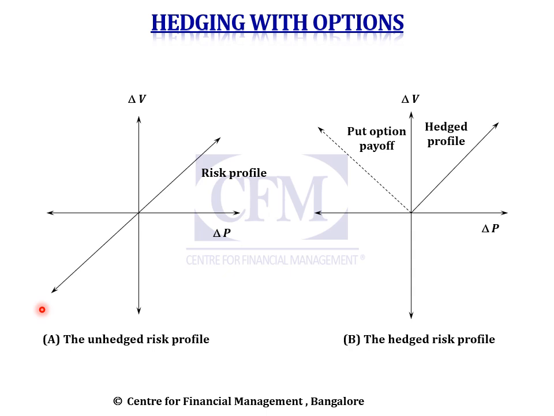Suppose the unhedged risk profile of a firm is like this. To hedge itself, the firm can buy put options. Put options have a payoff like this, as we have learned. If we combine the unhedged risk profile with the put option payoff, we get the hedge profile, which is like this, which means the firm enjoys the upside and has protection against the downside. Of course, to enjoy these benefits, the firm has to pay the premium on put options.